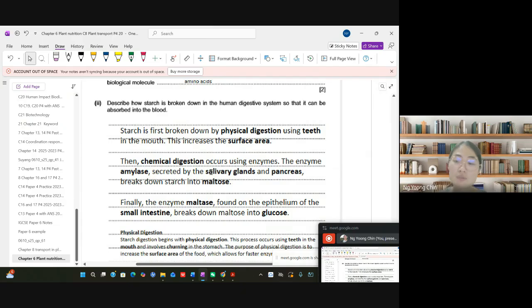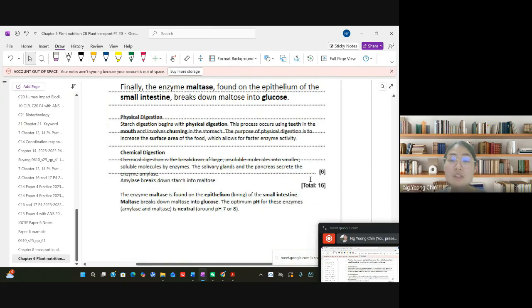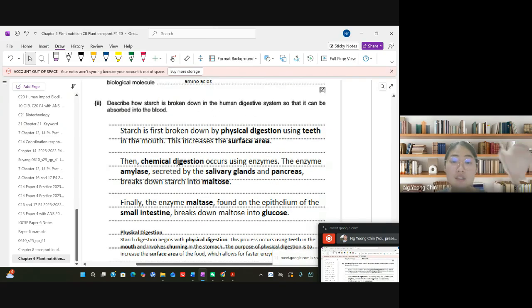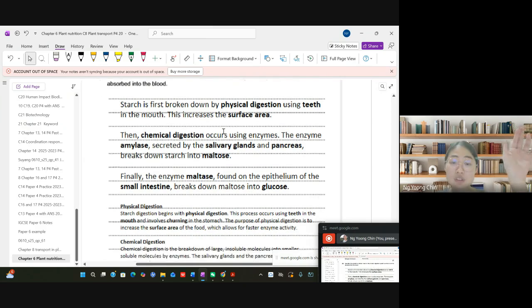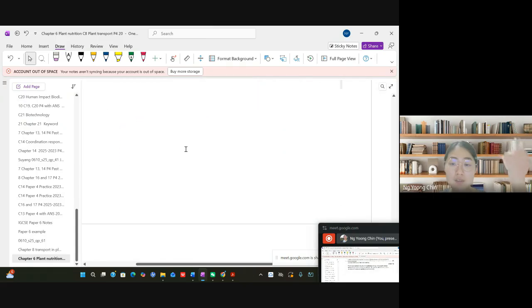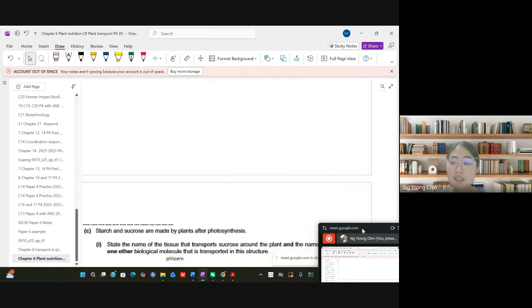For this one, what's the marks? 6 marks. So whenever you come with this kind of 6 mark question, you should be very, very detailed. Actually, digestion includes 2 types of digestion: chemical digestion and physical digestion. So you should describe the process. Physical digestion involves the chewing actions and churning in the stomach. Chemical digestion involves the enzyme, and you can write down the keyword, which is from the large insoluble molecule becomes small and soluble molecule by the enzyme. Okay, we finished this already for this chapter.